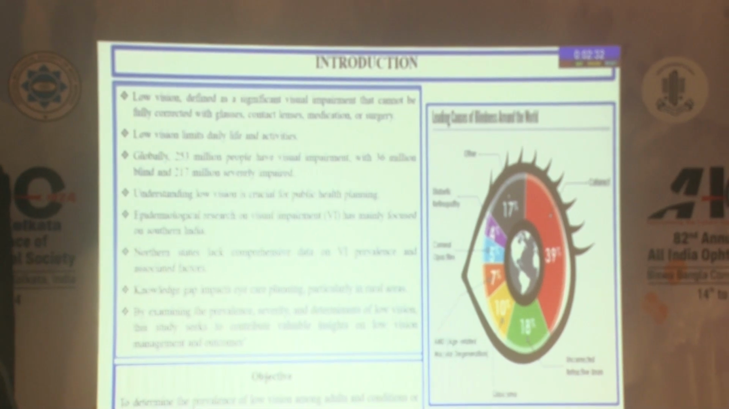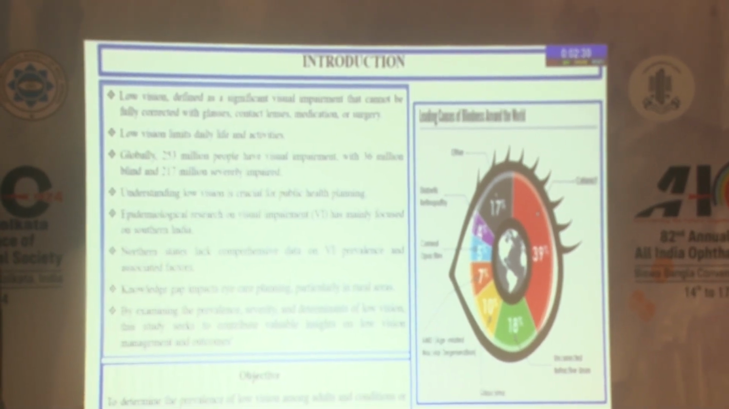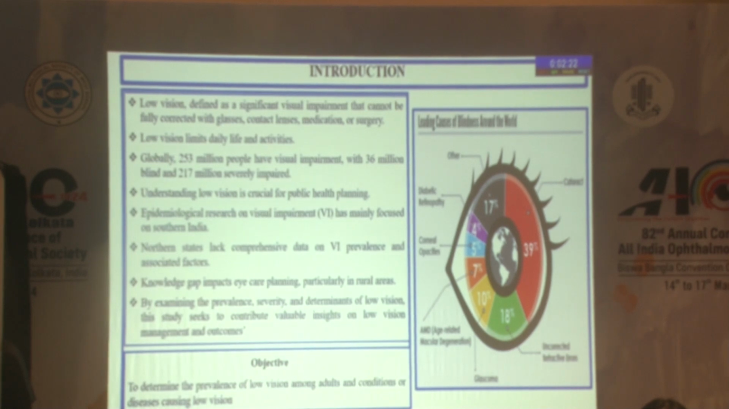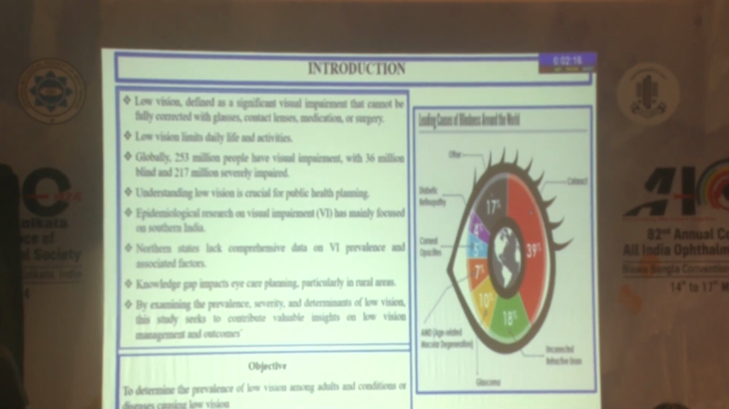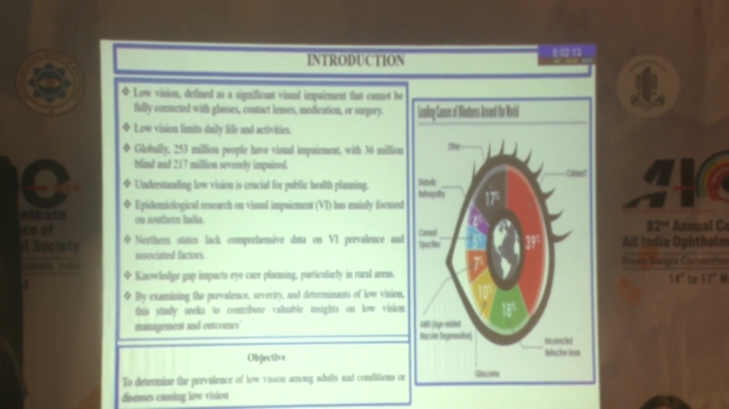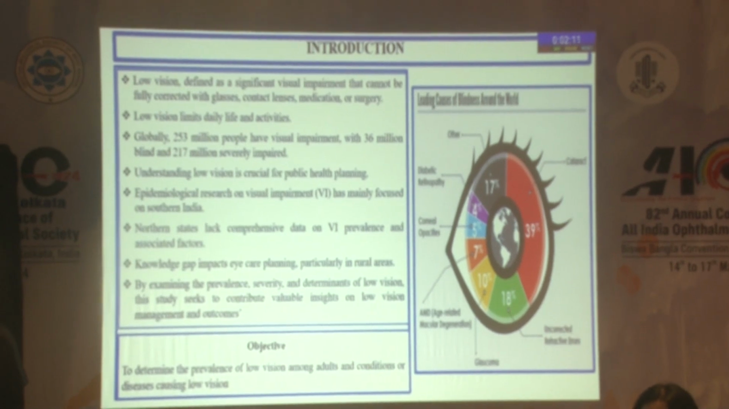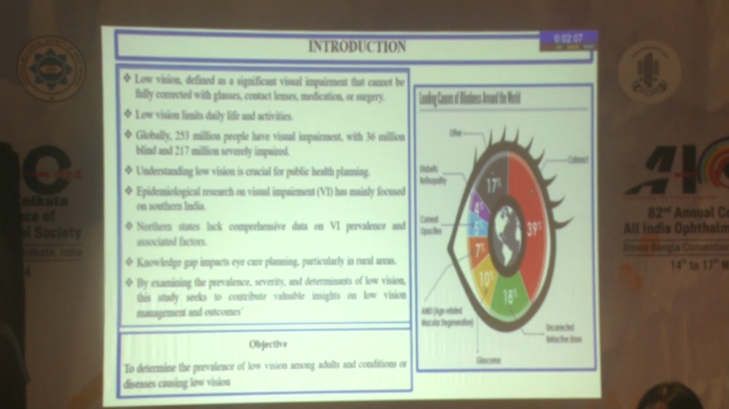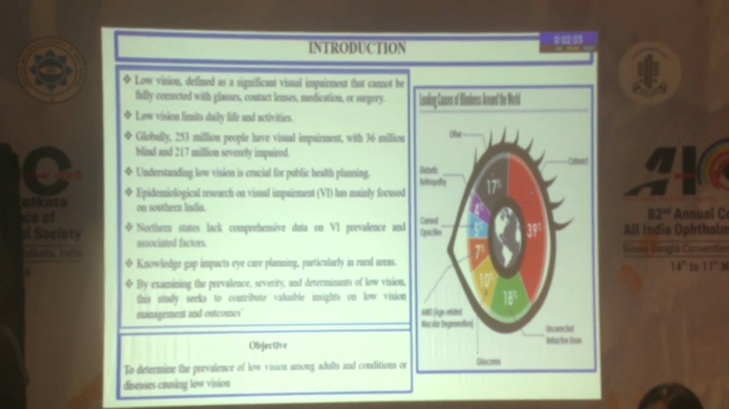Globally, 253 million people have visual impairment, with 36 million blind and 217 million people severely impaired. Understanding low vision is crucial for public health planning. Epidemiological research on visual impairment has mainly focused on southern India. Northern states lack comprehensive data on the prevalence and associated factors. This knowledge gap impacts eye care planning, particularly in rural areas.